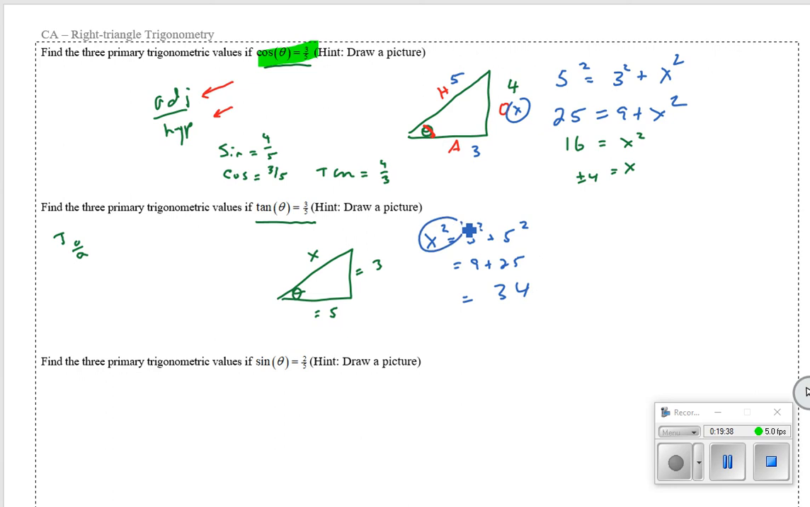And since x squared is not a nice square root, it's an irrational number, we're going to say it's just the square root of 34. So the sine, which is the opposite over the hypotenuse, the cosine is the adjacent over the hypotenuse, and the tangent is the opposite over the adjacent.